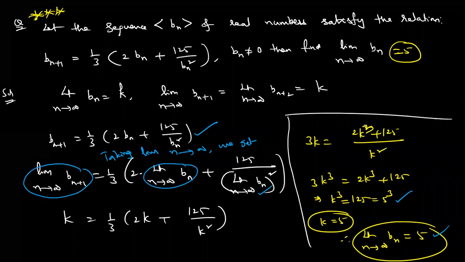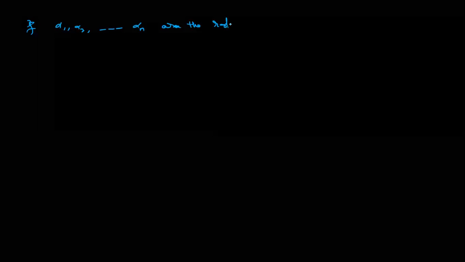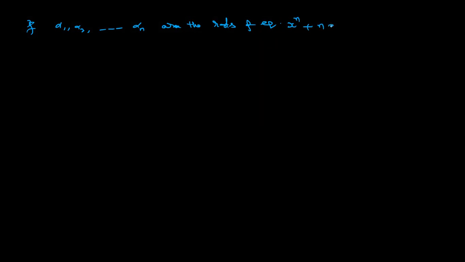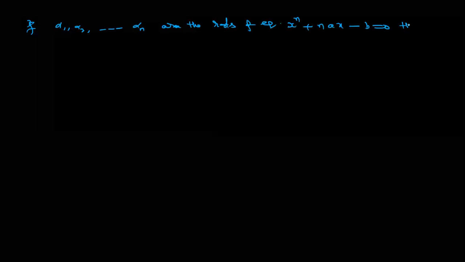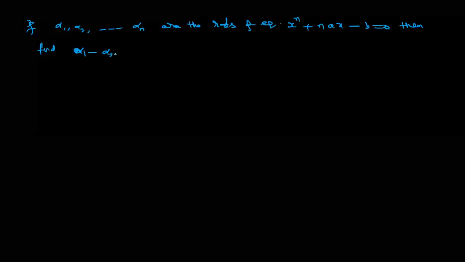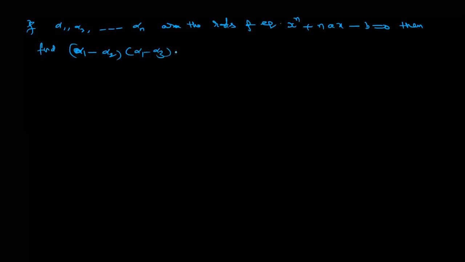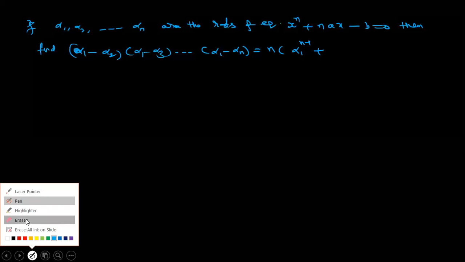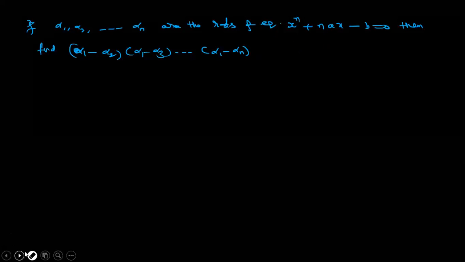Next question. If alpha 1, alpha 2, and so on, alpha n are the roots of the equation x power n plus n times ax minus b is equal to 0, then find (alpha 1 minus alpha 2)(alpha 1 minus alpha 3) and so on up to (alpha 1 minus alpha n) is equal to n alpha 1 power n minus 1 plus what? What is the answer? This is the question.